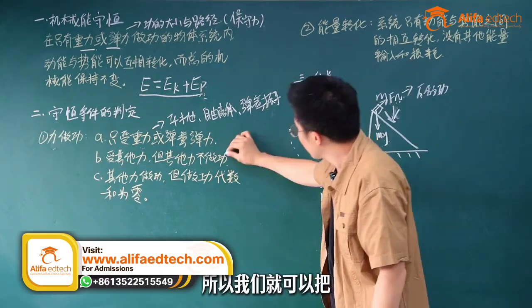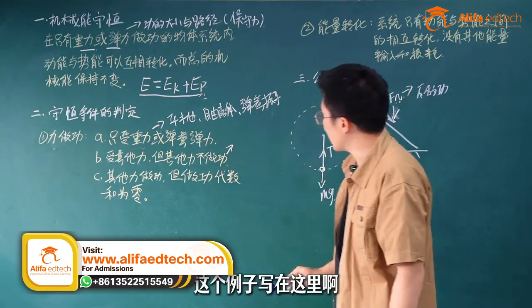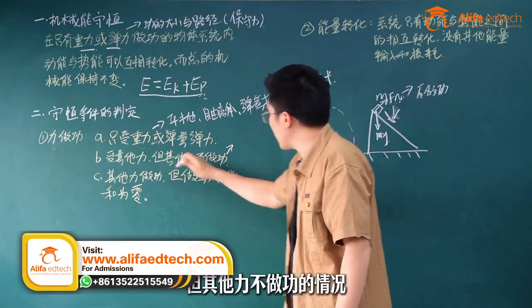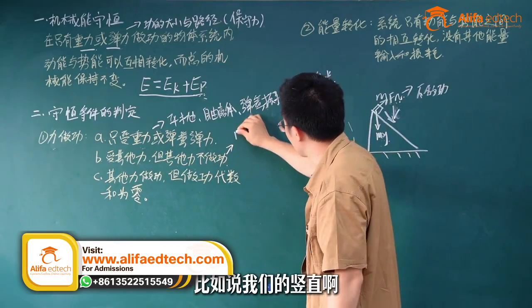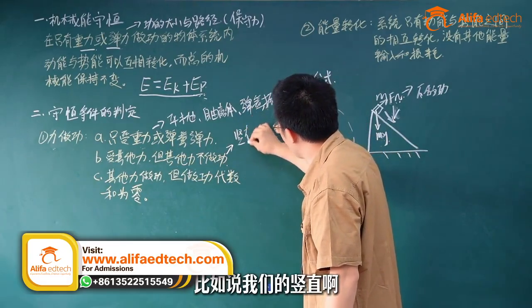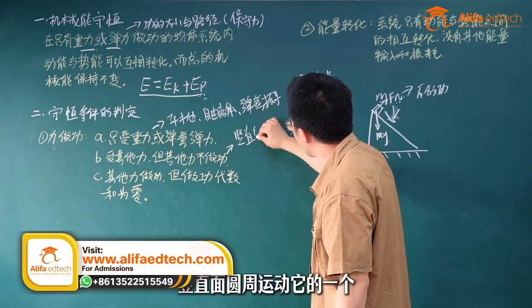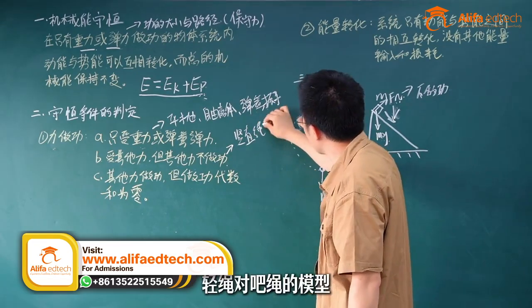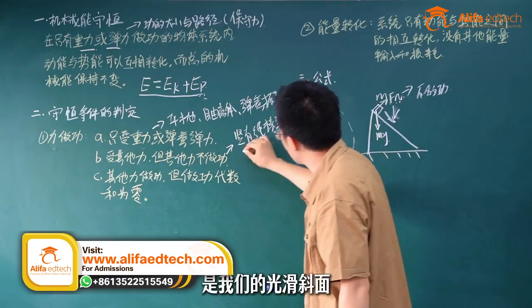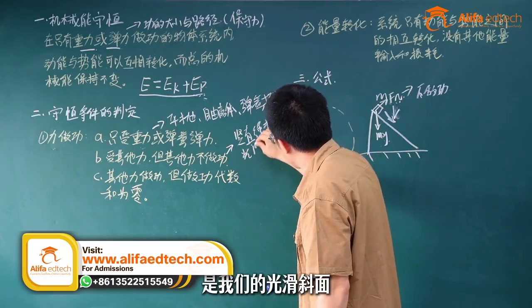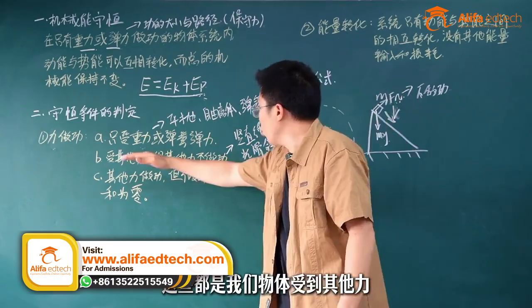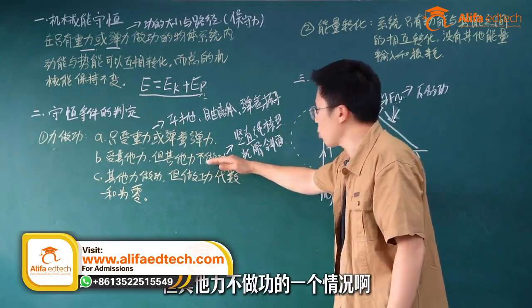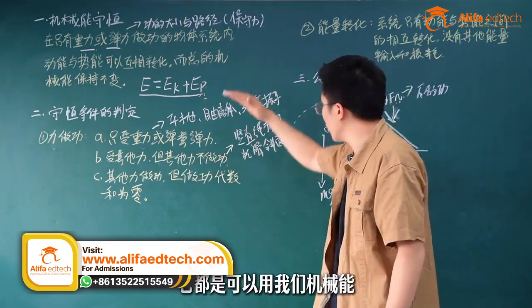So, we can write down this specific example here, where other external forces are clearly present, but they actually do no work at all. For instance, in the case of uniform circular motion, consider the tension in the string, right? The classic string model. The second example is a smooth surface. These are all situations where the object is subjected to other forces, but those forces do no work. In such cases, we can use the conservation of mechanical energy.